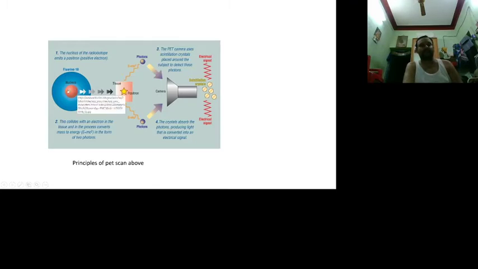As soon as we inject the compound containing fluorine, the fluorine undergoes positron emission, meaning it emits positron particles. This positron, immediately after being emitted from the fluorine nucleus in the compound, reacts with the nearby tissues, because the bloodstream is in contact with the tissues.